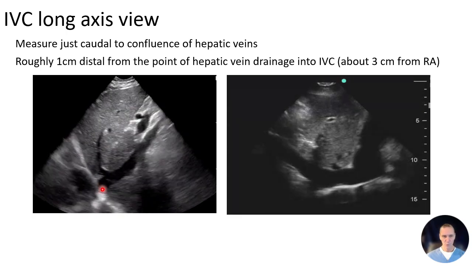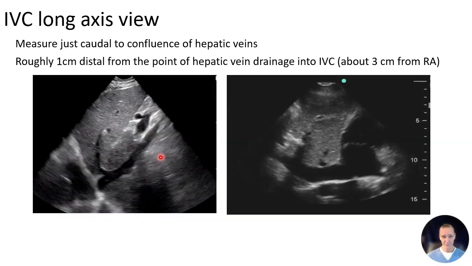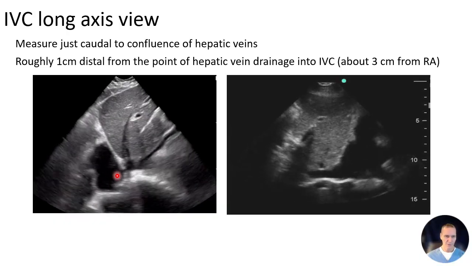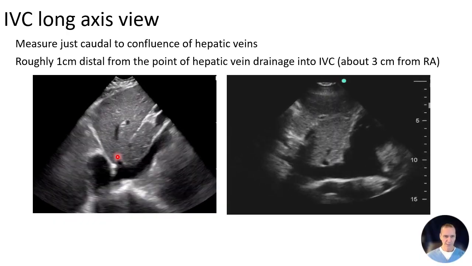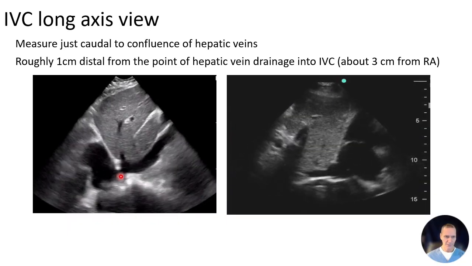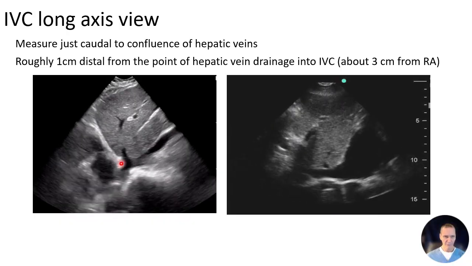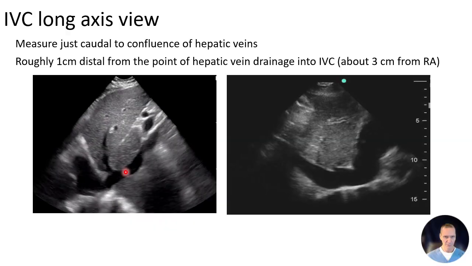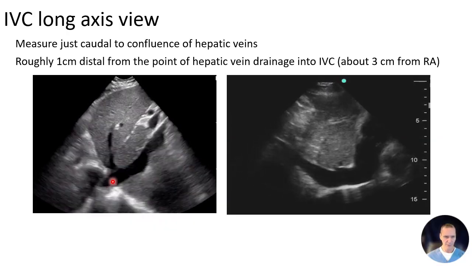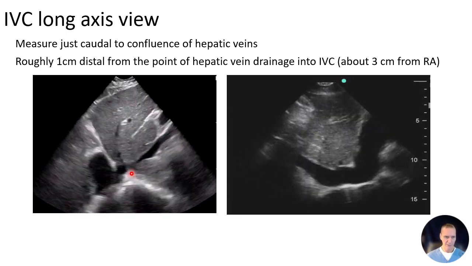What's important when you're looking at the IVC is you need to make sure you're on the inferior vena cava. Sometimes the aorta can be confused, which we'll show images of later. And you're trying to find the hepatic vein, which is right here, where it dumps into the IVC. And you measure roughly 1 centimeter distal from that point, about 3 centimeters from the right atria. So somewhere in this area, you're looking for the IVC collapsing.